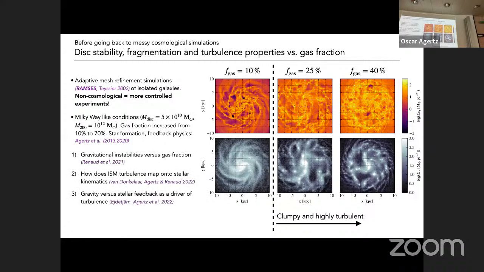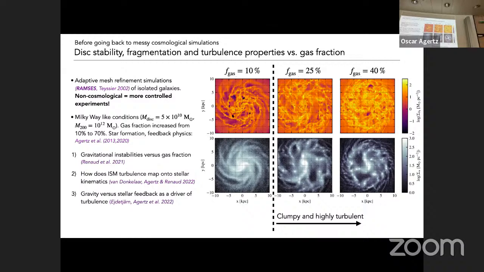Indeed, we have done a few papers on this, okay? One with Florent Renaud, who was leading on this, where we studied this as a function of scale, which I don't have time to get into. And this amazing paper by Flor, of course, where we looked at how we can map this turbulence to the stellar kinematics and actual real observations.